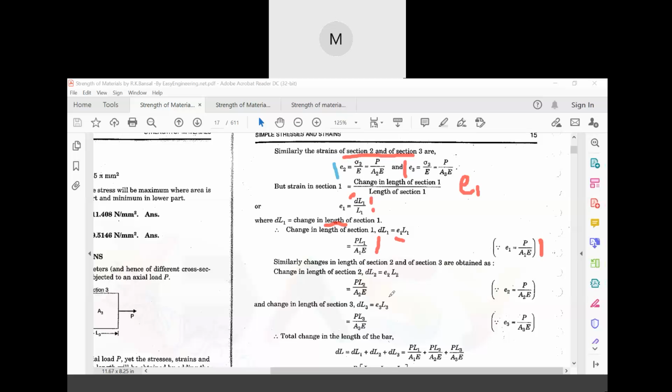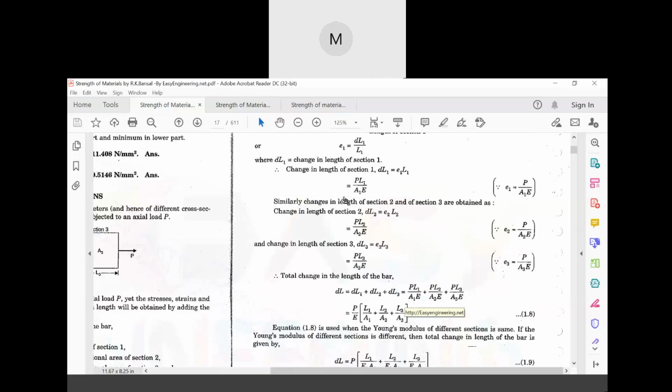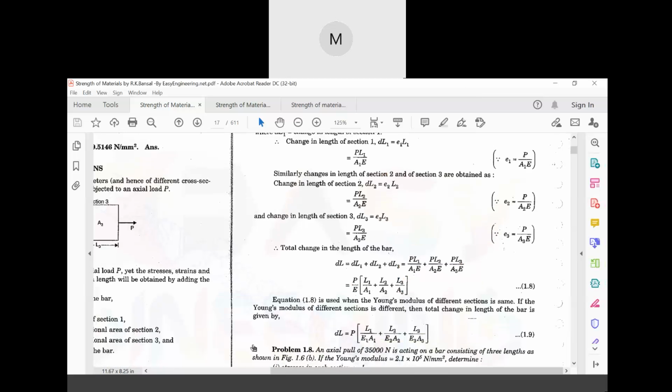That means total change in length of the bar can be found out by adding all the dL. If we add all the dL, then we have to put these values here, and then we found out this. So this is basically the equation and formula for finding out the change in length of a bar of varying cross section. I hope this is clear for everyone.